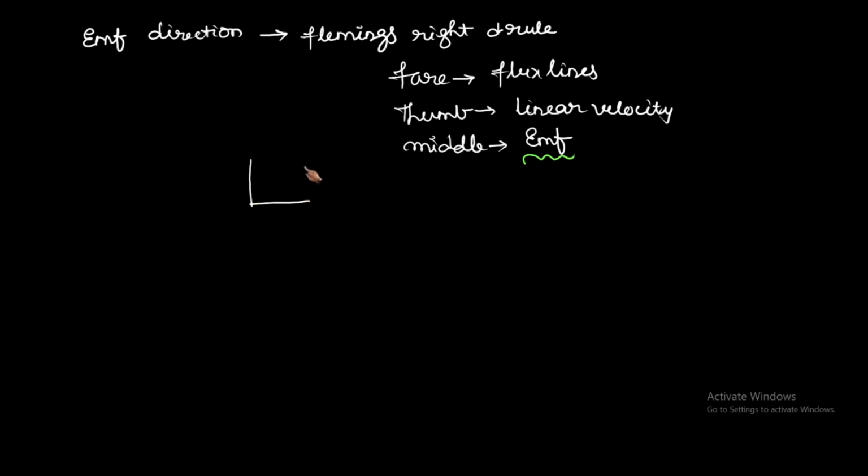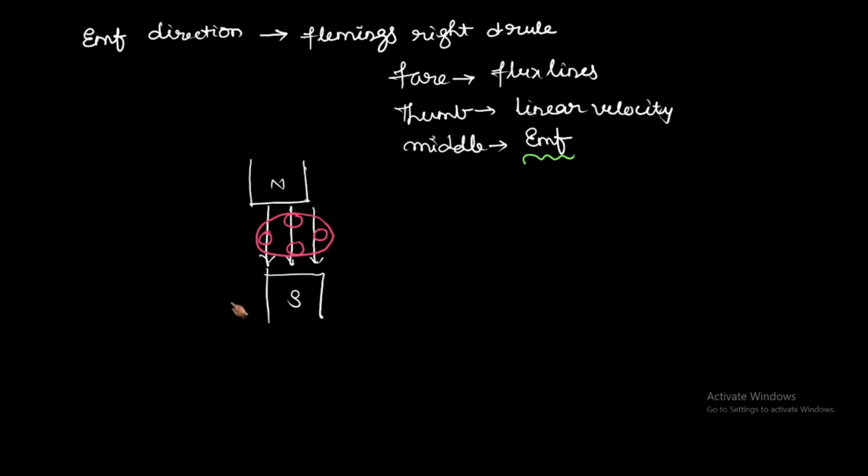Let us consider the north pole and the south pole here. We already know the flux lines always travel from north pole to south pole. Let us place the conductors. So like this I am placing the conductors, okay.